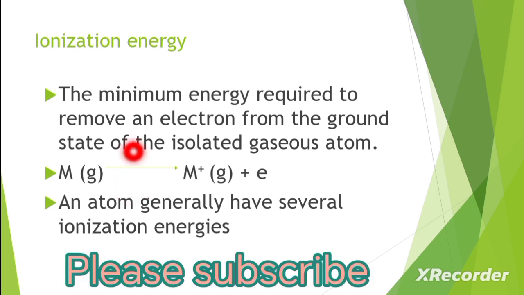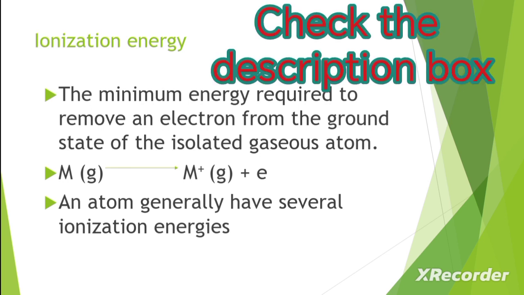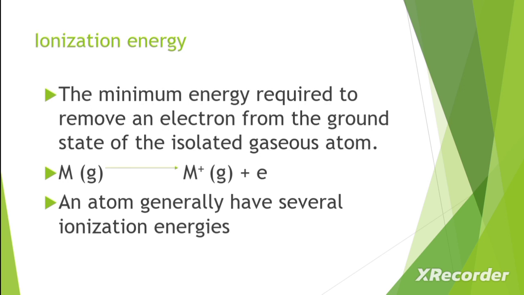Focus on this M atom in the gaseous state. It has become an M plus cation in the gaseous state by removing an electron. So some amount of energy should be given to this M atom in the gaseous state to become a cation. That energy is the ionization energy.